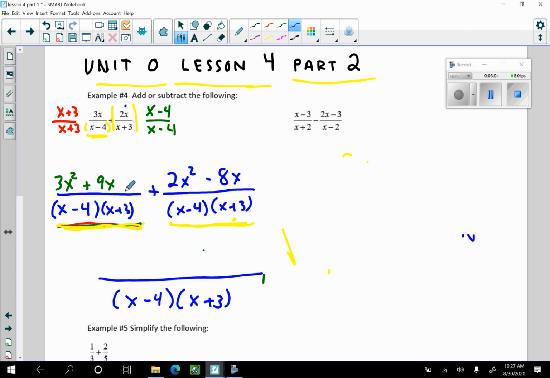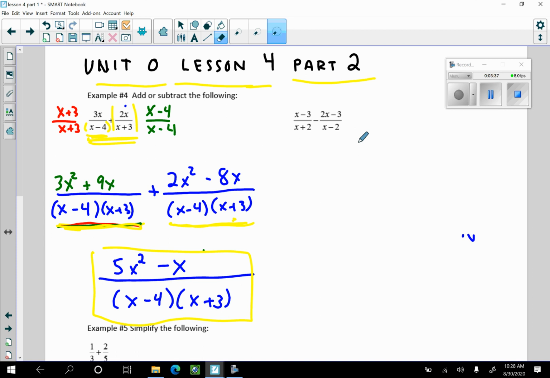And what do I have? I'm going to add like terms here. Looks like I'm going to have 5x squared. And 9x minus 8x is x. So this is the simplification, or the addition, the sum of these two fractions right there. Okay. And I could factor the top and see if it cancels, but there is nothing that's going to cancel. And a lot of people want to factor the top, and if you did, that would be perfectly okay.